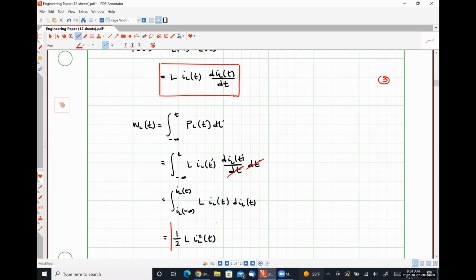So with our inductor, the current flowing through it is the most important piece of information that we can know, because the voltage drop across the inductor depends on the current flowing through the inductor. The power that's absorbed or supplied by our inductor depends on the current flowing through the inductor. The energy stored by the inductor depends on the current flowing through the inductor.